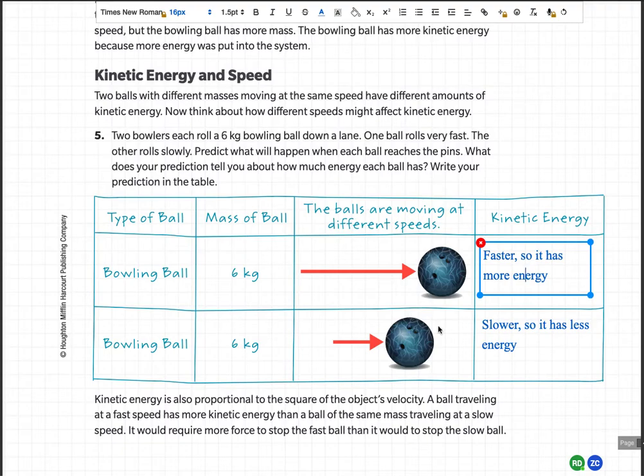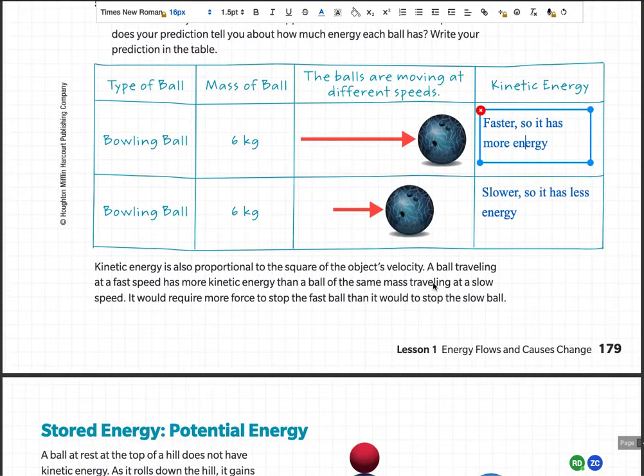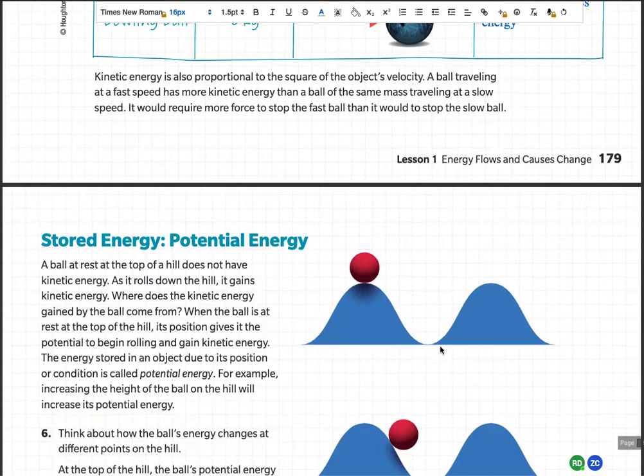And you could see that if you've ever gone bowling in real life, if you have a bowling ball, it's harder for you to make the bowling ball go faster than slower. You have to push it harder. You have to put more of your own energy into it in order for it to go faster. So that kind of makes sense.